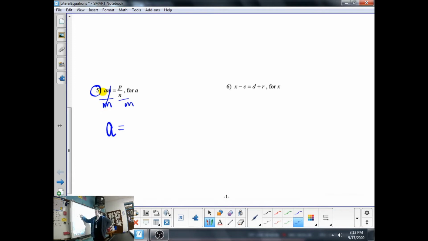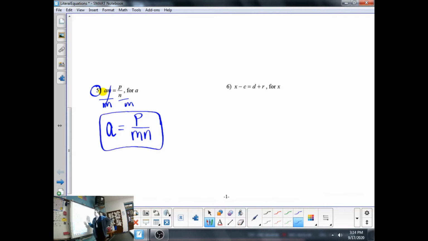And whenever you have a fraction that is divided by a term, that term is actually going to go in the bottom of the fraction. So this is going to be P over M N. And again, it doesn't matter if you put the N before the M, but the M and the N do need to be both together in the denominator.